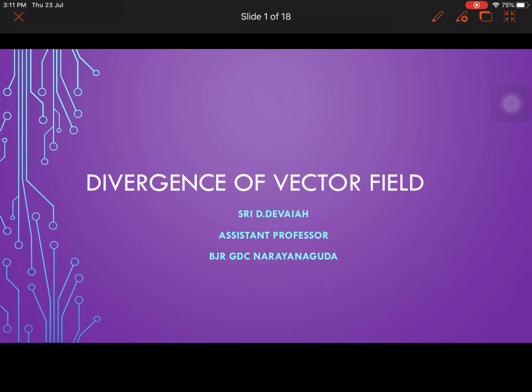In previous sections, we discussed what is a scalar, what is a vector, what is a scalar function, and what is a vector function. In this topic, we are moving towards the vector field and its divergence. The next topic will be the curl of the vector field. In this topic we will discuss divergence in detail.